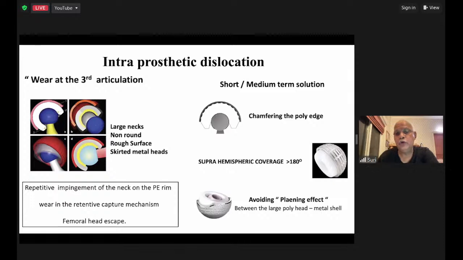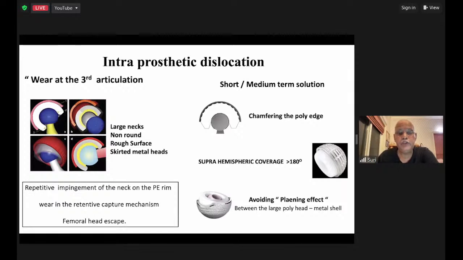That is why today you literally pump the head into it. Initially, the problems were large necks, non-round surfaces, skirted metal heads, but these have all been taken care of. Modern dual mobilities have addressed this with chamfering, suprahemispherical coverage, and on the back table, you put the head in.